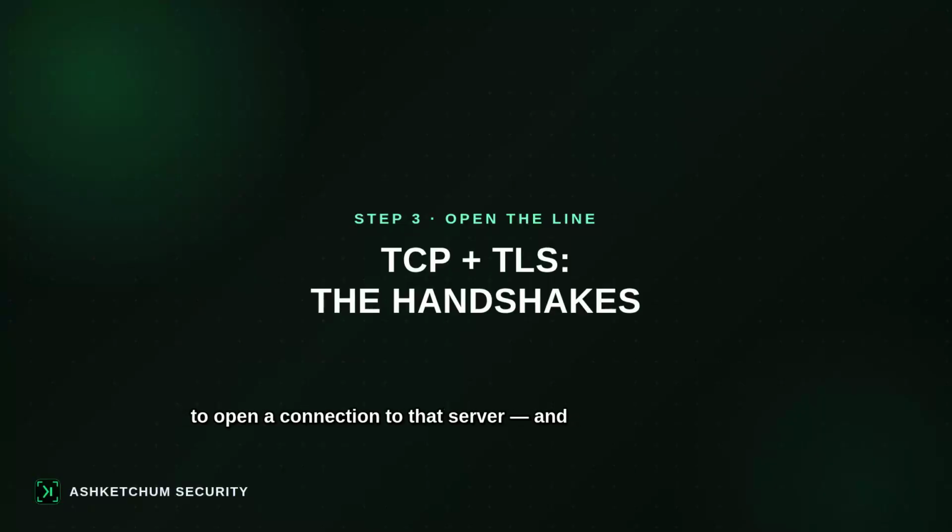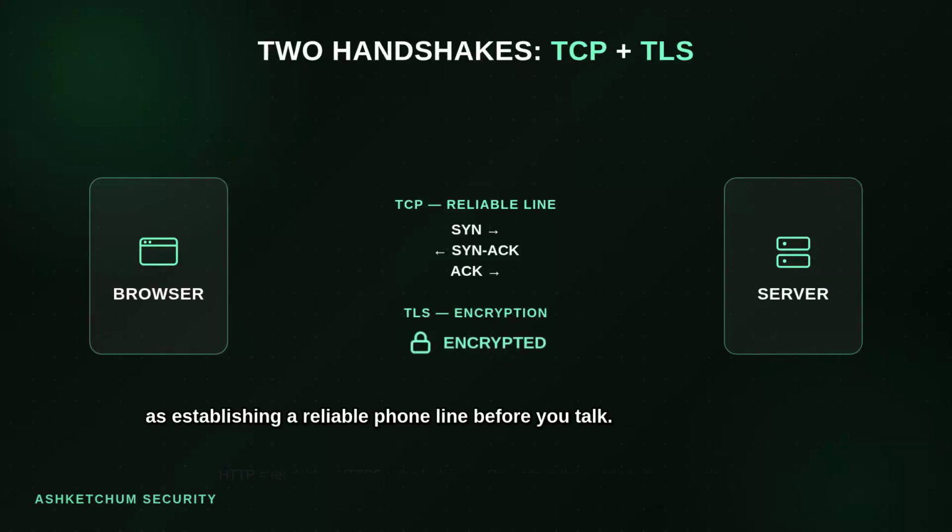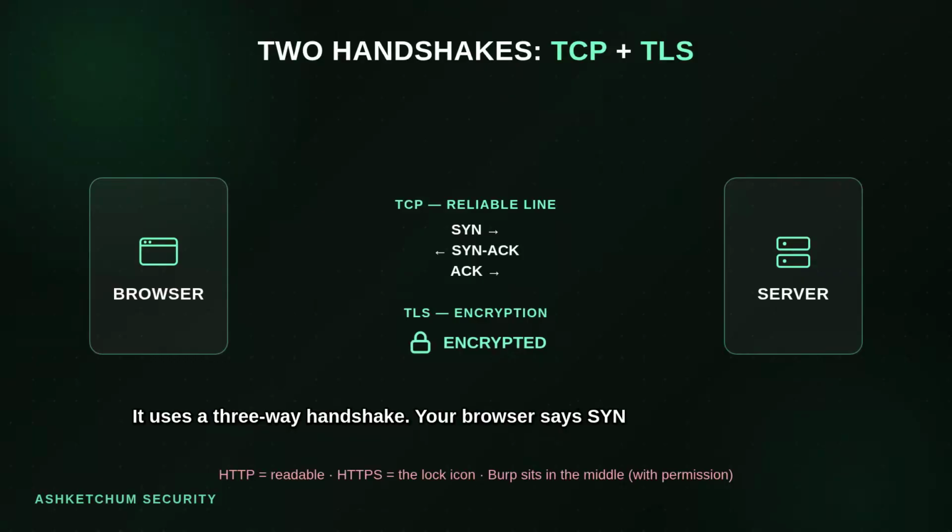Now the browser has to open a connection to that server, and here two more layers come in, TCP and TLS. First, TCP, the Transmission Control Protocol. Think of it as establishing a reliable phone line before you talk. It uses a three-way handshake.